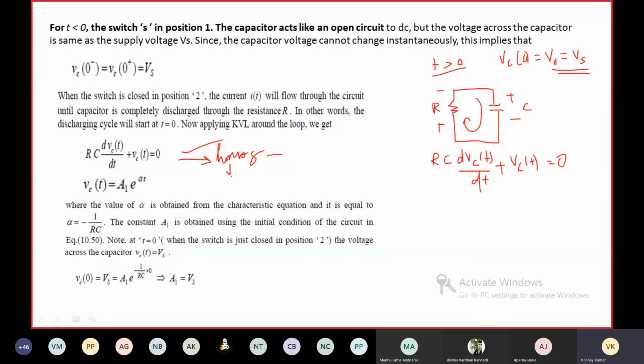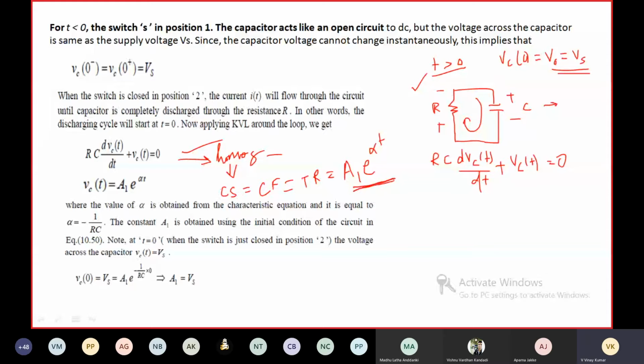So for this differential equation, the complete solution is nothing but the complementary function only, which is the transient response, equal to a1 e power alpha t. Here the forced response is 0, the steady state response is 0, because it is a source free RC circuit. For t greater than 0, the circuit is called a source free RC circuit because no source is connected to the circuit.